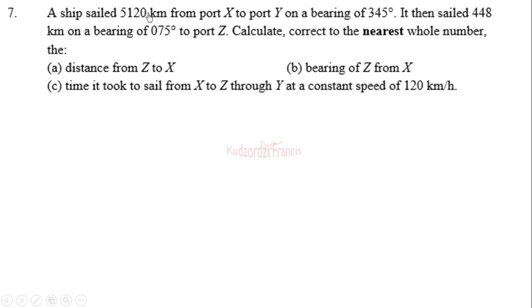A ship sailed 5,120 kilometers from port X to port Y on a bearing of 345 degrees. It then sailed 448 kilometers on a bearing of 075 degrees to port Z. Calculate, correct to the nearest whole number, the distance from Z to X.